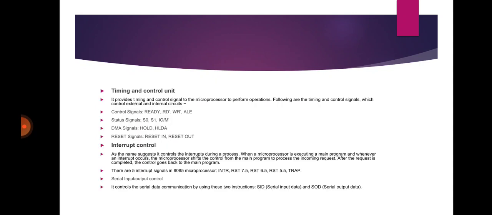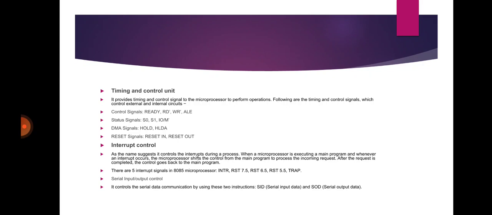And then we're going to see about the timing and control unit. The timing and control unit is a main part which provides the timing and control signals to the microprocessor to perform operations. Following are the timing and control signals which control external and internal operations. It generates the timing and control signals to communicate with the RW memory, and it also communicates with the CPU and the microprocessor.